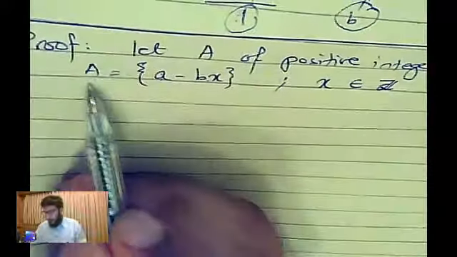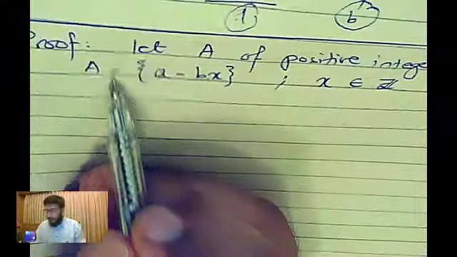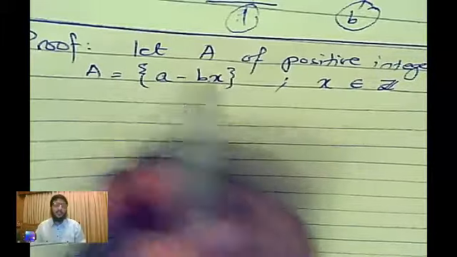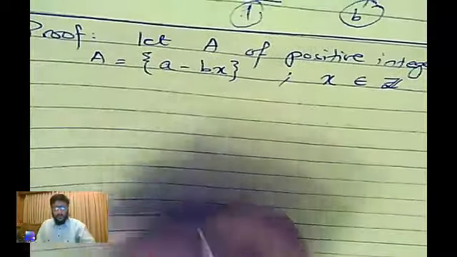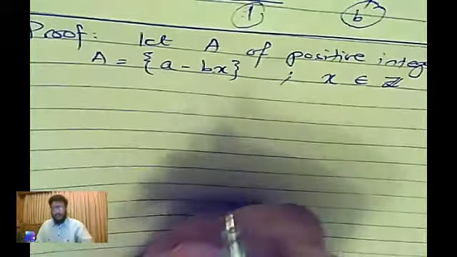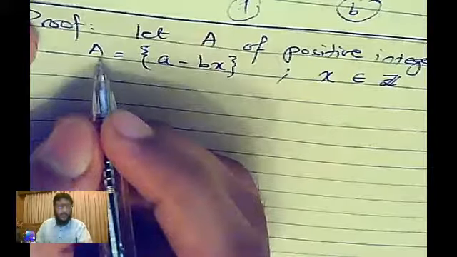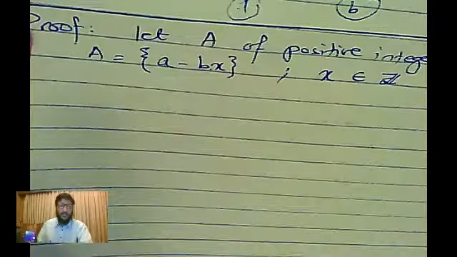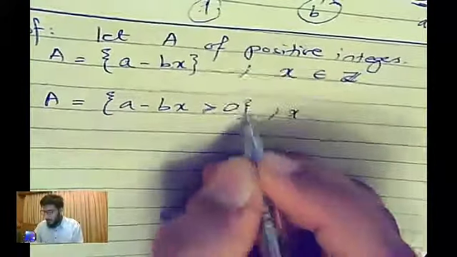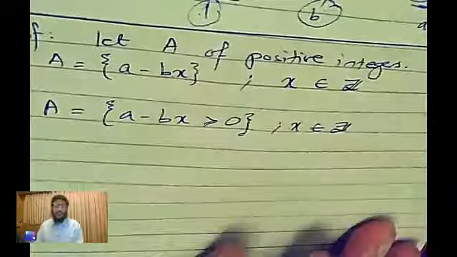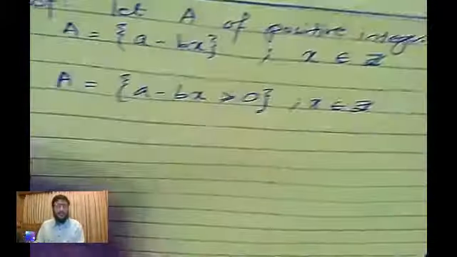So capital A, the set of A equals A minus B times X. This is the set. Now if this is the case here, then this set must have a least number. All right, least number. So we can say A equals A minus bx, and since this is a set of positive integers, this should always be greater or equal to 0 such that x belongs to the group of integers. All right, this is the set we have.